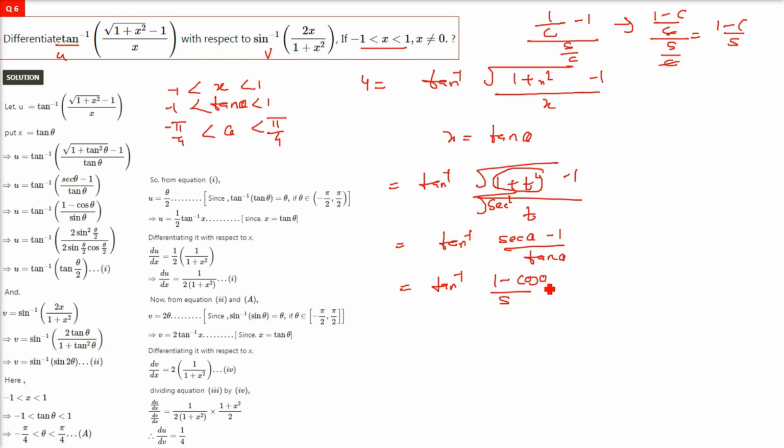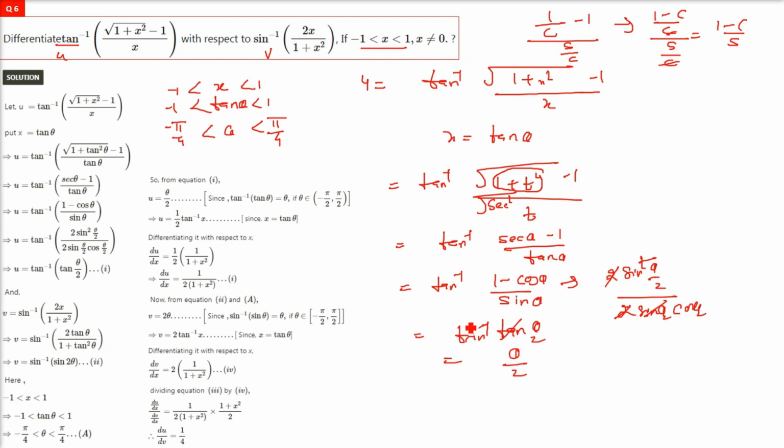So 1 minus cos theta is what? See, in many questions we have already done this. So it is going to be 2 sin square theta by 2. And sin theta is 2 sin theta by 2 cos theta by 2. 2 cancels, 1 sin will cancel. You will get tan theta by 2, and tan inverse tan theta by 2. And tan inverse needs to be cancelled, and this is theta by 2.